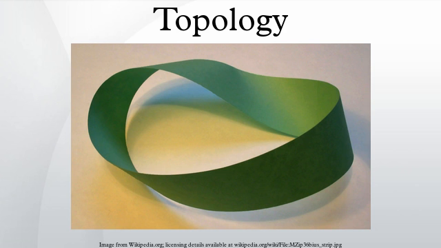If two spaces are homeomorphic, they have identical topological properties, and are considered topologically the same. The cube and the sphere are homeomorphic, as are the coffee cup and the donut. But the circle is not homeomorphic to the donut.